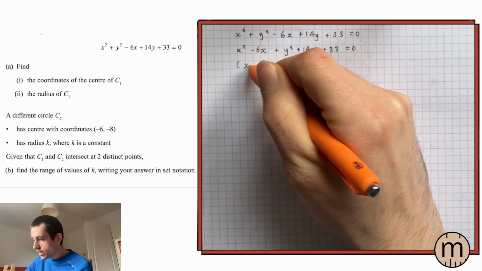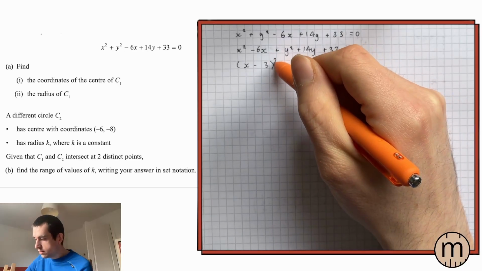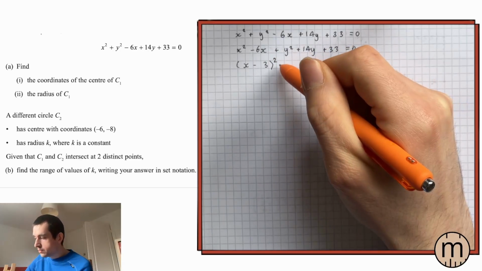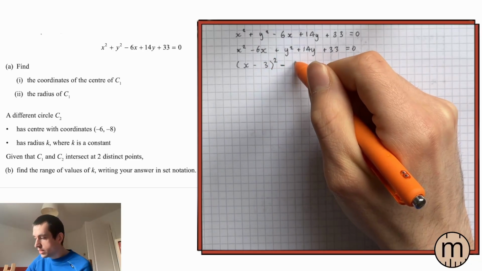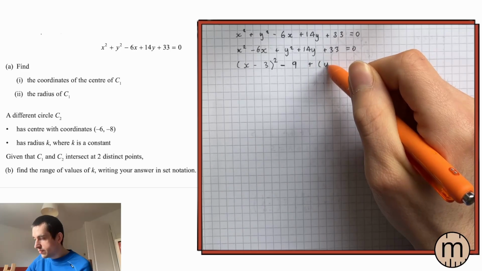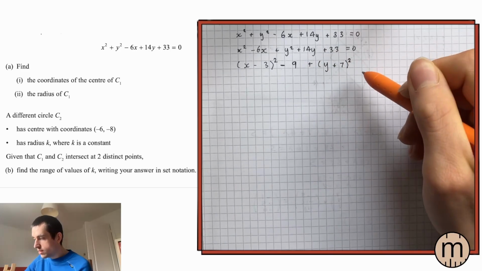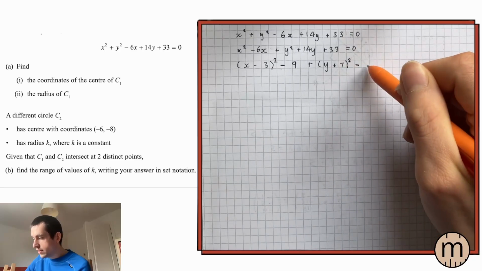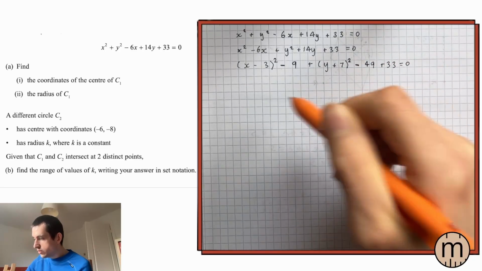Remembering completing the square, you are halving whatever is before the x, squaring the bracket, and always minusing. Doesn't matter if this is plus or minus, you're always minusing that number squared. So I'll do it the same for the y. What's half of 14? It's 7. Square the bracket and then minus 7 squared, which is 49. And then add on 33.